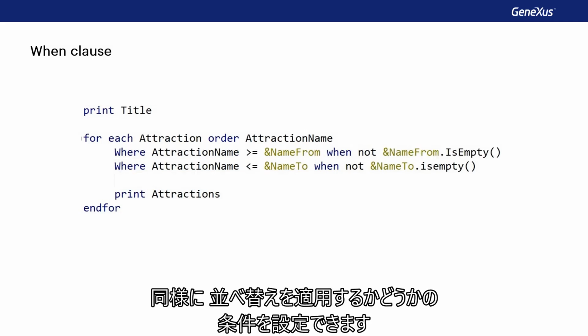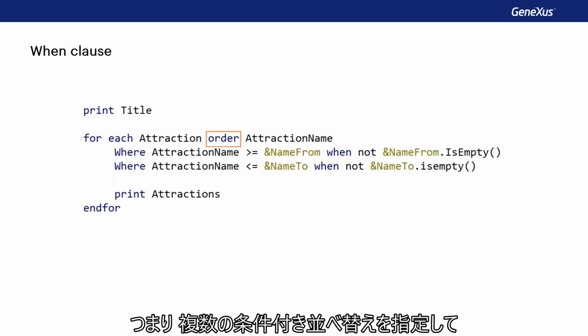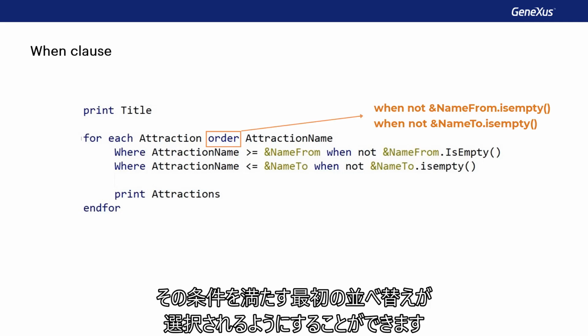In the same way, you can set conditions for applying an order or not. In fact, a series of conditional orders can be specified in order to choose the first one whose condition is met.